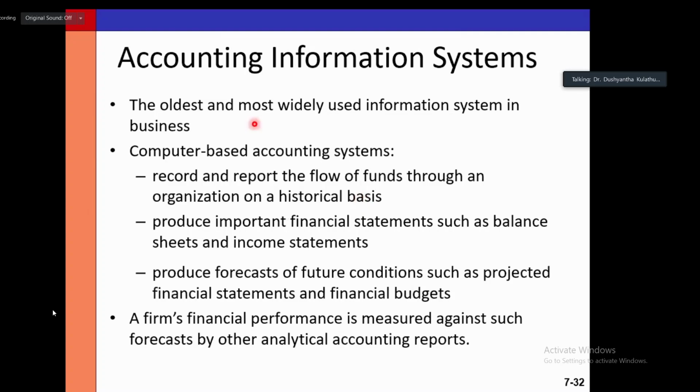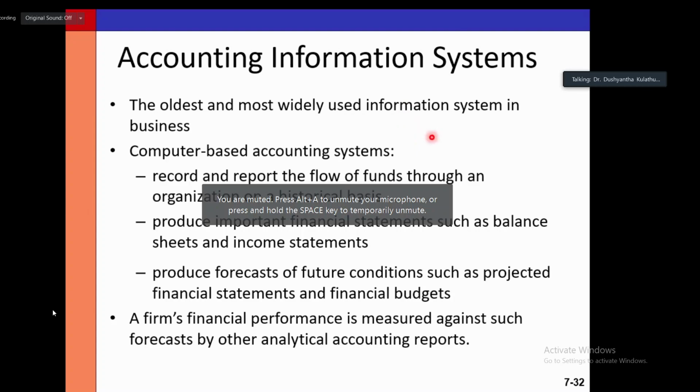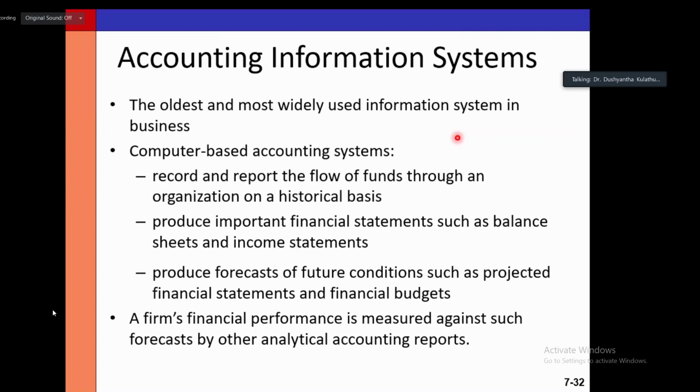to accounting information systems. The oldest and most widely used information system in business. So this is the oldest category of information system used in organizations, because I mentioned previously also, when organizations started automating, they started automating with accounting applications first. So that is why they have become the oldest one, and also in most of the organizations they are very much available.